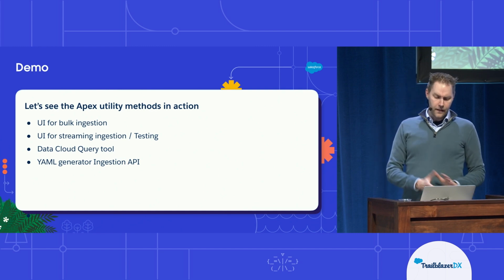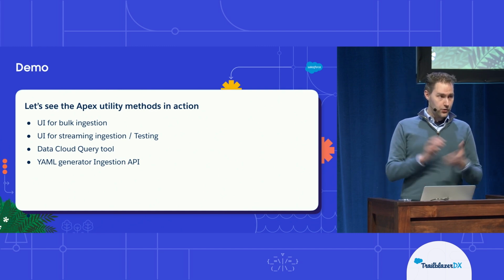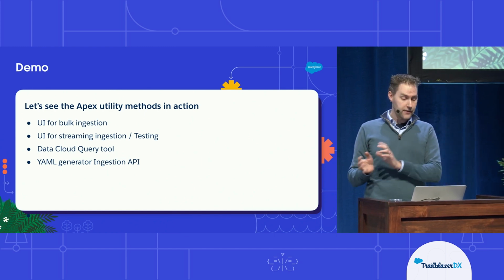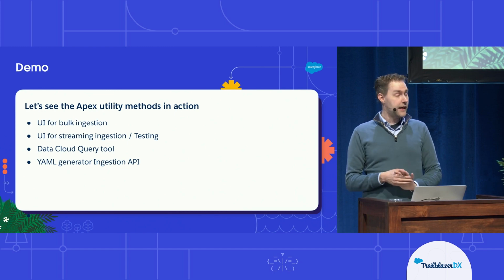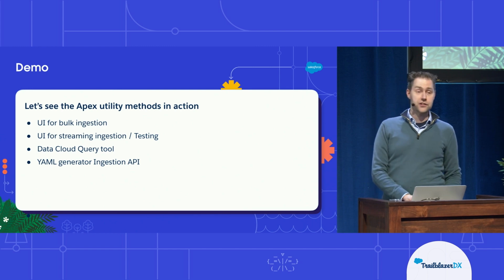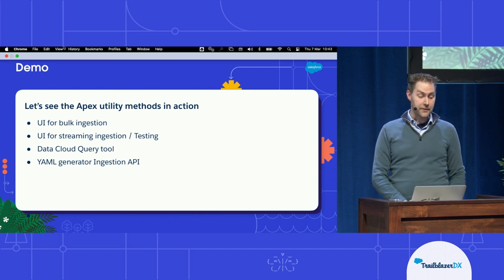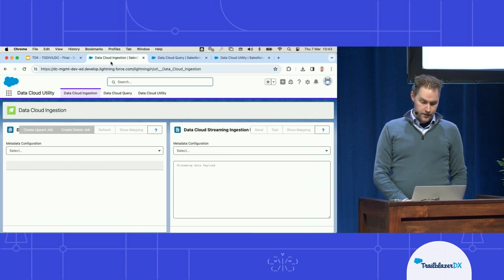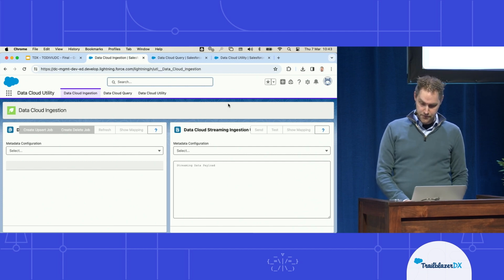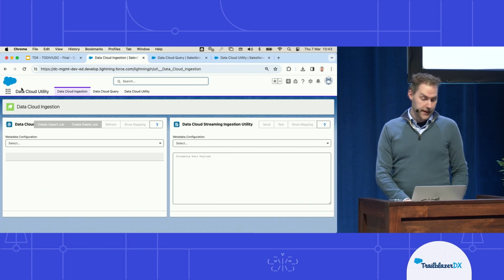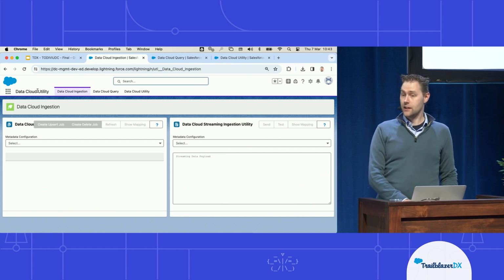I'm going to show you a little demo, because I built a UI on top of all these methods. We have a UI for the bulk ingestion, a UI for streaming the records, and for testing. We also have a tool to query Data Cloud and a YAML generator to create a YAML file to make life a little bit easier when we are setting up. First, the resolution should be better now. The first thing is we have an application called the Data Cloud Utility.